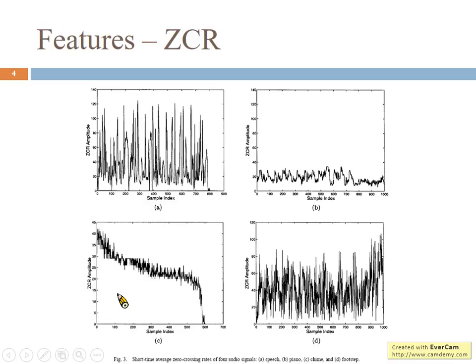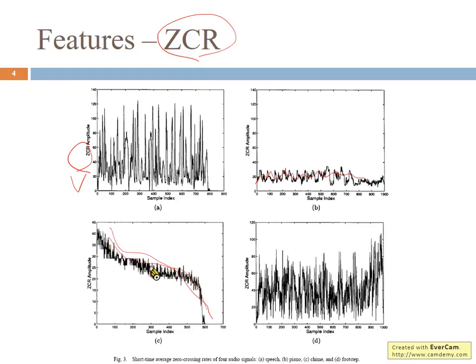The first feature they use is zero crossing rate. Here we show four examples of the zero crossing rate in different types of audio signal. The first type is speech. We can see there is large variation in the speech signal in terms of the ZCR. The second one is piano. We can see here for a music signal, the zero crossing rate fluctuates just slightly, much less than the speech signal.